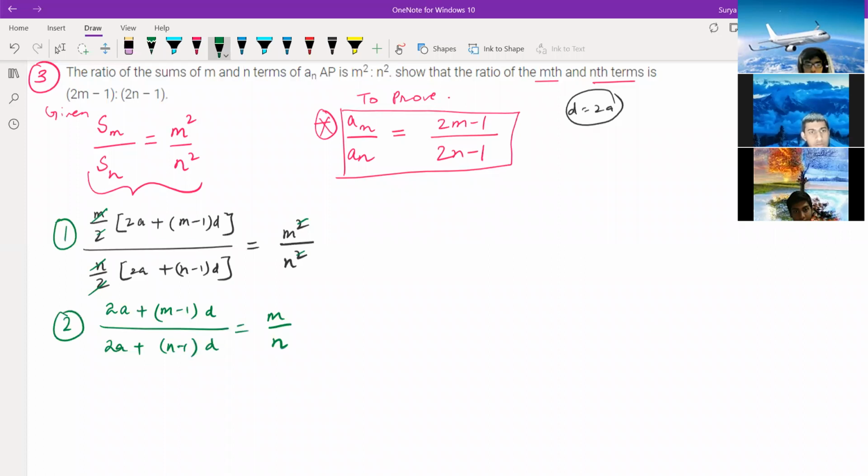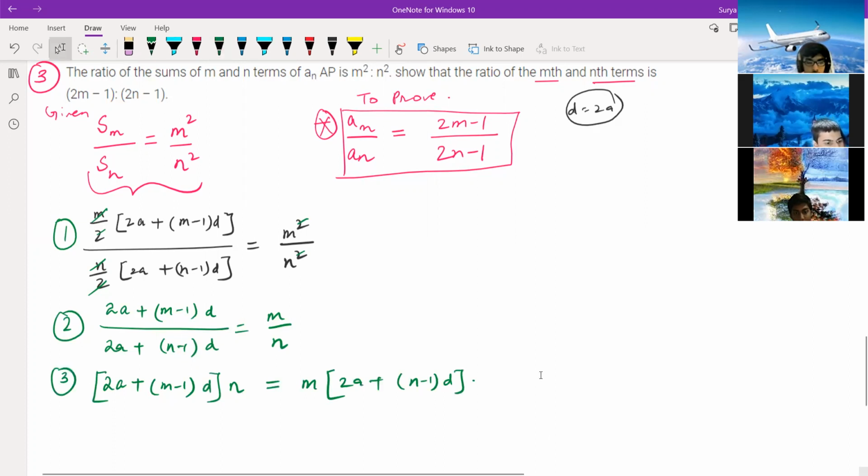Same thing, first step is same thing over here. Praharshan, is it clear to you? Yes. Now you do cross multiplication, and you send this side. So what we can write here? 2a plus m minus 1 into d. You can multiply with n over here, and m you can write it as 2a plus n minus 1 into d.